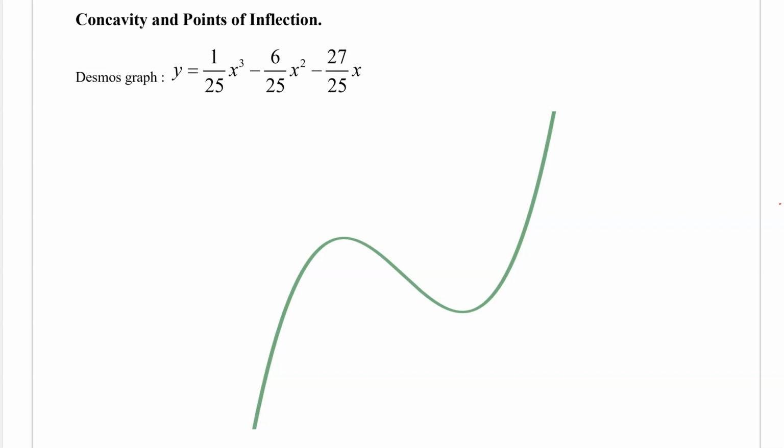Alright, so this video is an introduction to concavity and points of inflection. What we're going to be talking about is our second derivative here. That's what's going to give us our concavity and points of inflection.